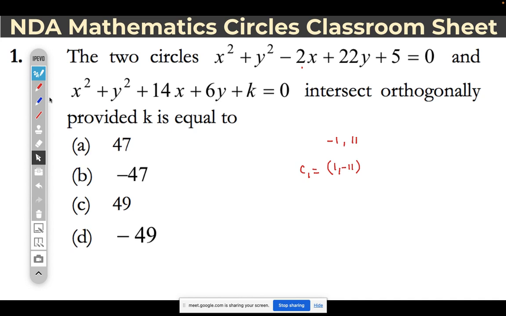Clear? Then similarly, what is the center for circle 2? (7, 3), negative, (-7, 3). Right?